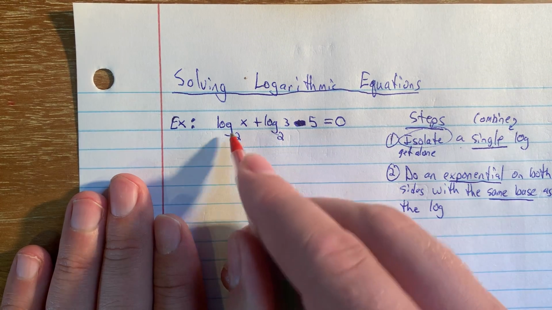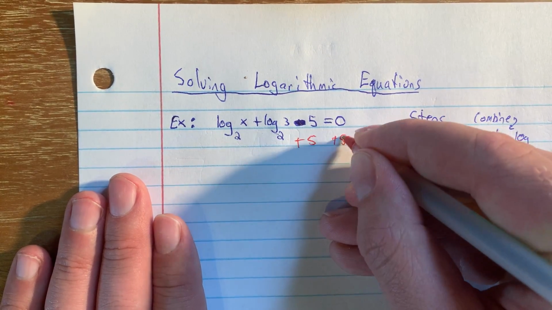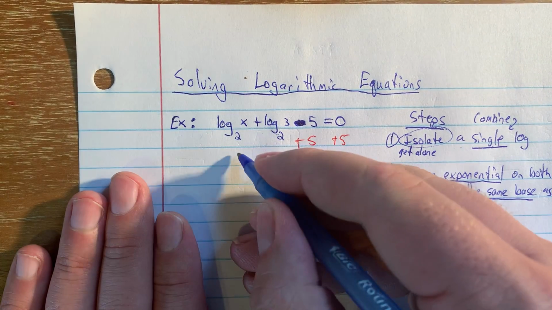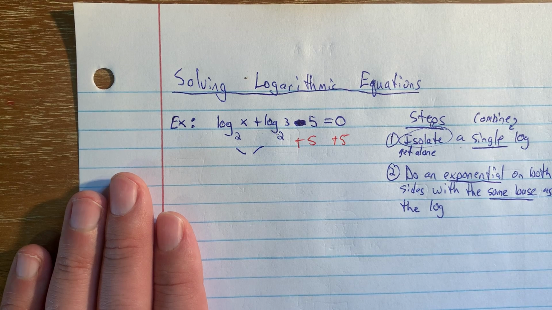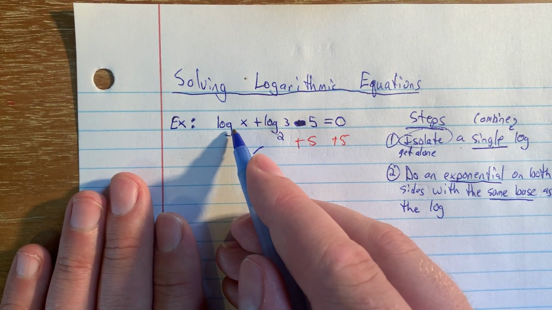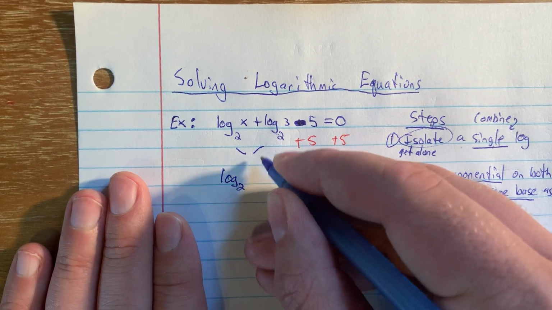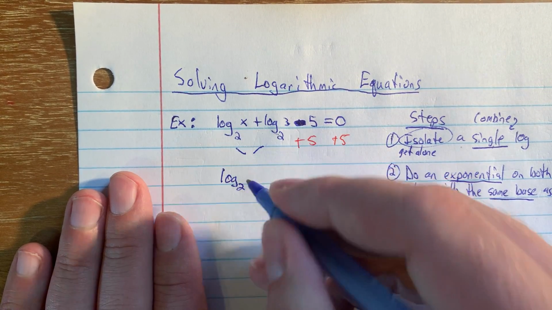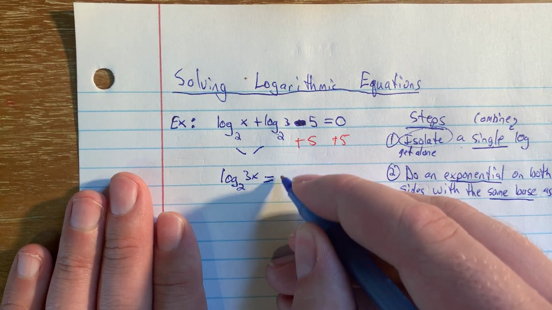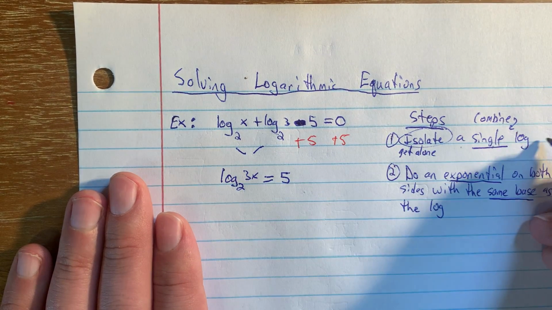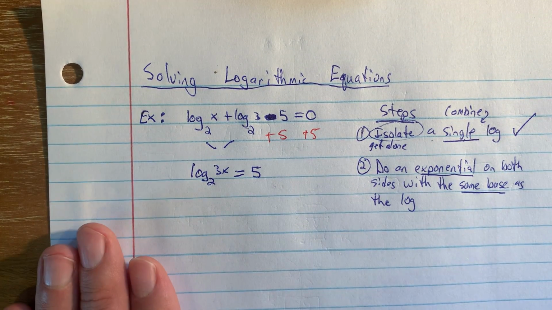So check out how this is going to work. We've got these 2 logs adding, and we've got this minus 5. We'll take the 5 and move it to the other side. And we have this idea that logs can be combined from our warm-up. If you're adding these 2 logs, it can combine into a single log that is multiplying. X times 3 is 3x. We usually put the number in front. And we move the 5 to the other side, and now we have isolated a single log. We got that log by itself.